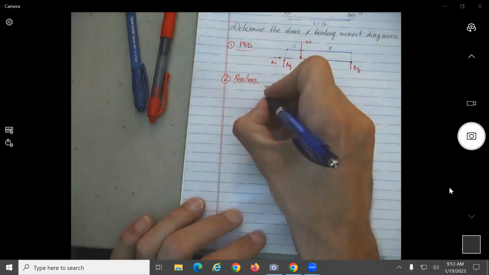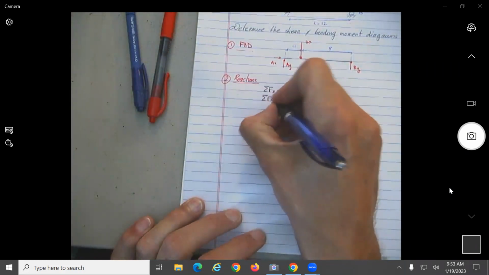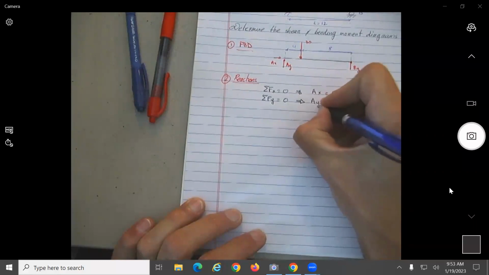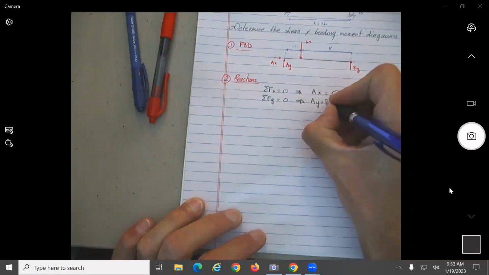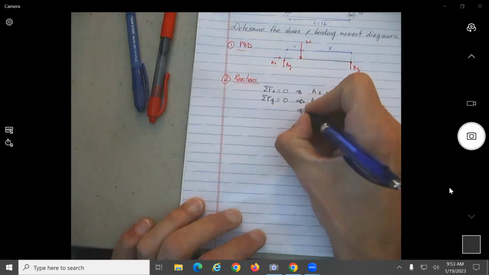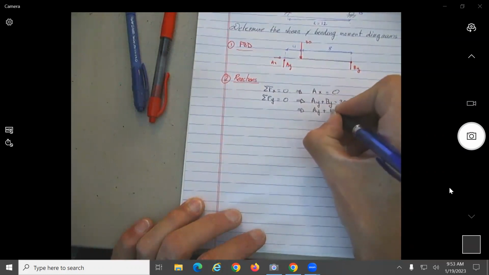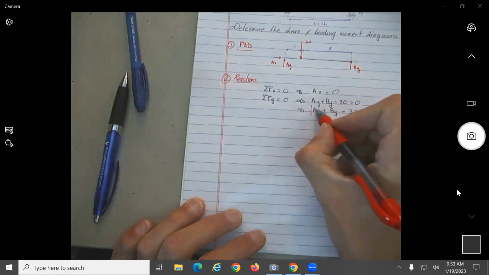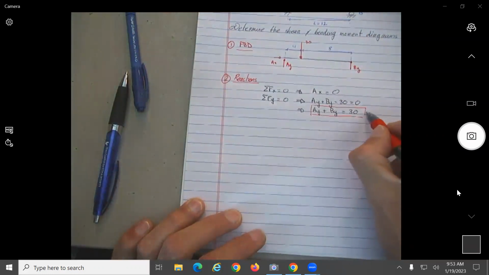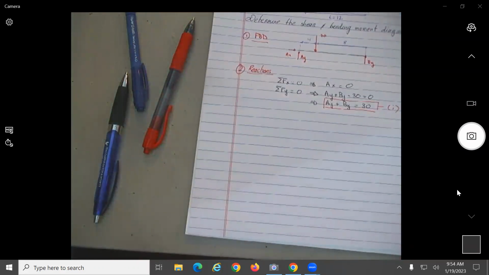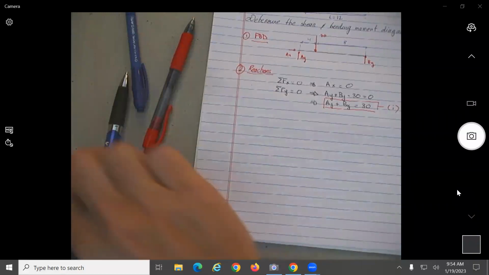All right, the next equation we can write is summation of forces in y. This should give you Ay plus By minus 30 equal to 0, which is the same as Ay plus By equal to 30. Let's say that's equation 1. Okay, next, what can we do? What is the third equation we can take?